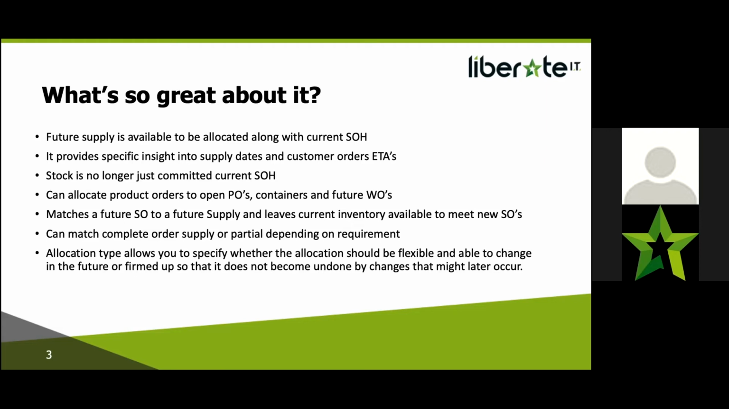Stock is no longer committed just to current stock on hand, which is quite important. It creates an allocation to future supply. It can allocate product orders to open POs, containers, and future works orders. It matches a future sales order to a future supply, and it leaves current inventory available to meet new sales orders. So it doesn't commit your currently available stock, which is important. It can match complete order supply or partial supply depending on requirements.